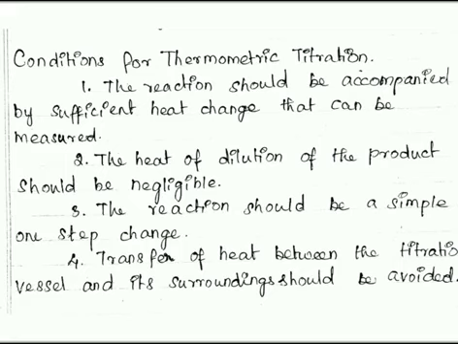So we saw there are four conditions to be followed during thermometric titration. The first is the reaction should be accompanied by sufficient heat change that can be measured. And the second one is the heat of dilution of the product formed should be negligible. And third one is the reaction should follow the one step change. And the fourth one, the heat change between the system and surrounding should be avoided.